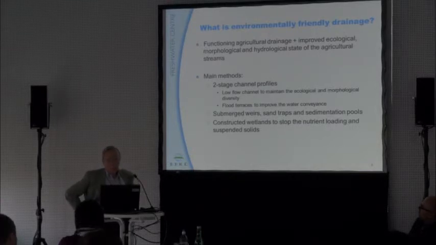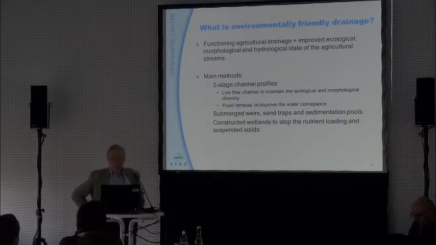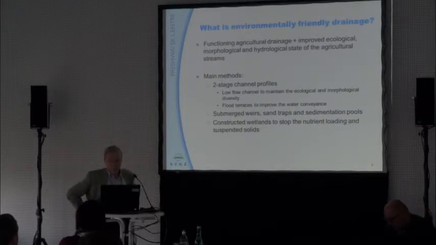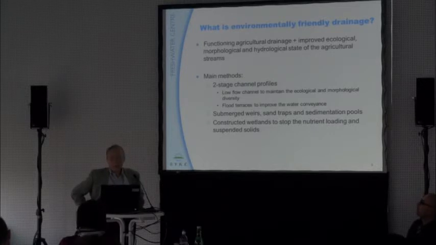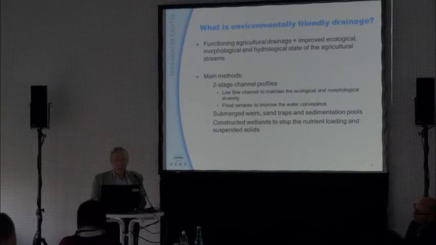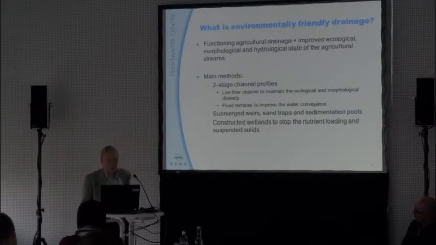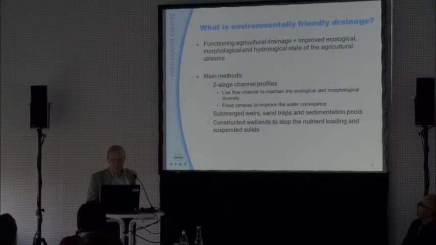and when the channel is narrow, it can be deep enough for fish, for instance. And it serves for morphological diversity in the brook. And the flood terrace itself improves the water conveyance, so the flood water can go without rising to the fields. And then there might be needed also submerged weirs in these channels or brooks. Maybe sand traps are needed and sedimentation pools. And also constructed wetlands to stop nutrient loading.